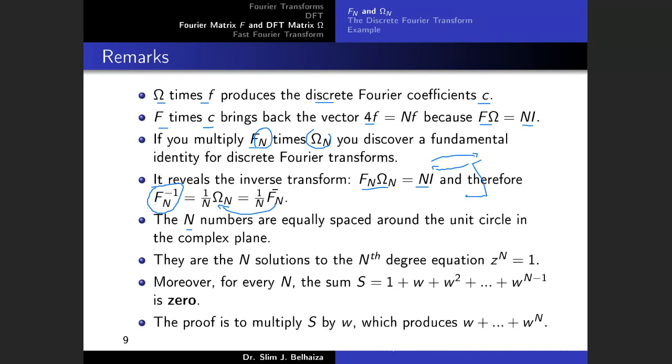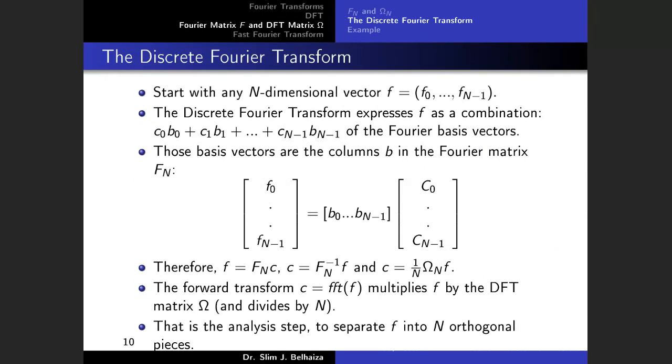The n numbers are equally spaced around the unit circle, and we've shown a drawing last time on how to place them. And at the end of the day, these n numbers, they solve this complex equation, z to the power n equal to 1. And more than this, their sum is always equal to 0. And the proof is quite easy to obtain. So the discrete Fourier transform. Now let's see some more practical things.